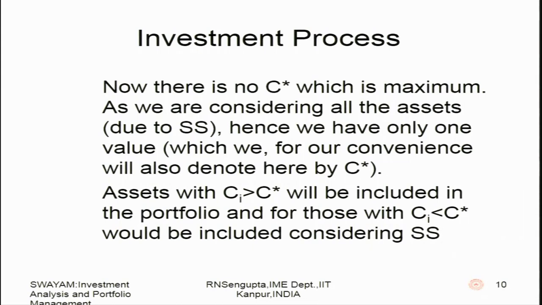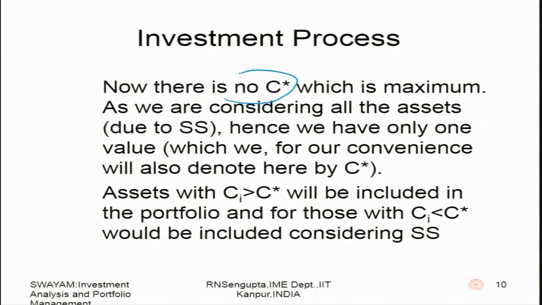If you remember, for the values of C I, as you keep adding up the values j is equal to 1 to I, you had a set of values of C I which kept increasing and then decreased. So we took the value of C star accordingly. But in this case, as you add up j is equal to 1 to n, there is no C star which is maximum. As we are considering all the assets, due to the fact that we are considering short selling, we have only one value of C I which will be considered as C star.